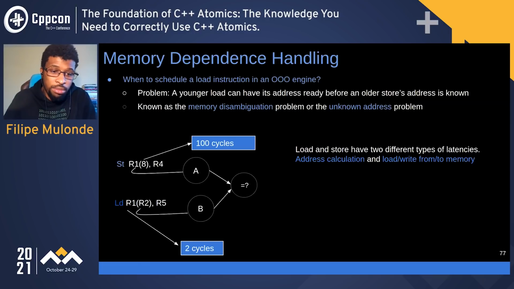So that's the problem. Because if we send the load request, it may load the wrong value, because this load may be dependent on the store. That's the memory disambiguation problem: when the address of a younger load is ready, but the address of previous stores is not ready.